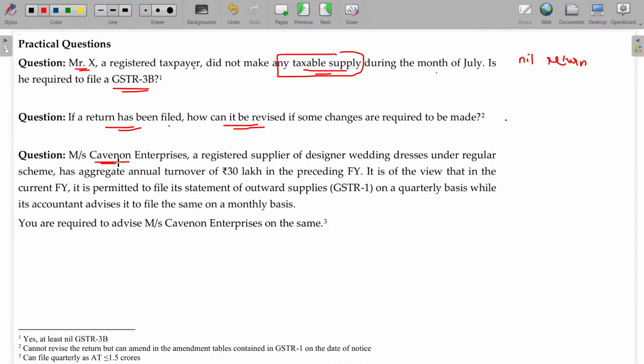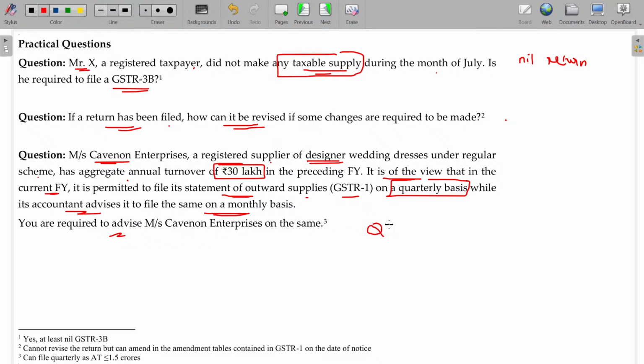Mrs. Kevanan Enterprises, a registered supplier of designer wedding dresses under the regular scheme, has an aggregate annual turnover of 30 lakhs. It is of the view that in the current financial year, it is permitted to file its statement of outward supplies, GSTR 1, on a quarterly basis, while its accountant advised it to file the same on a monthly basis. You are required to advise.